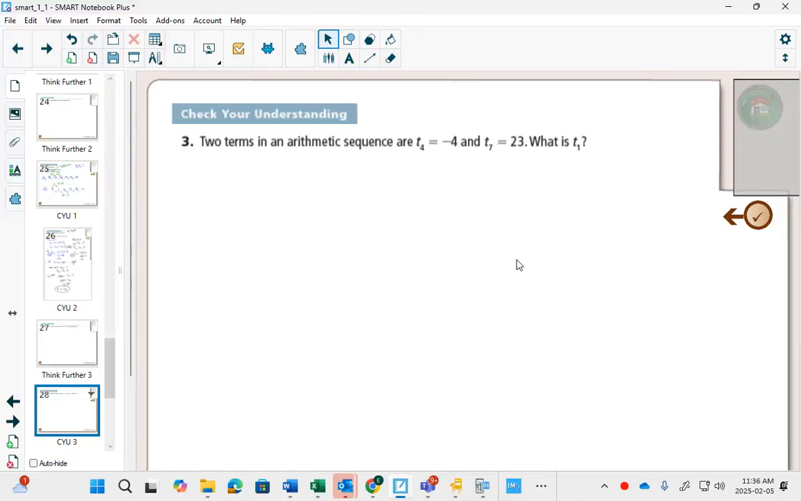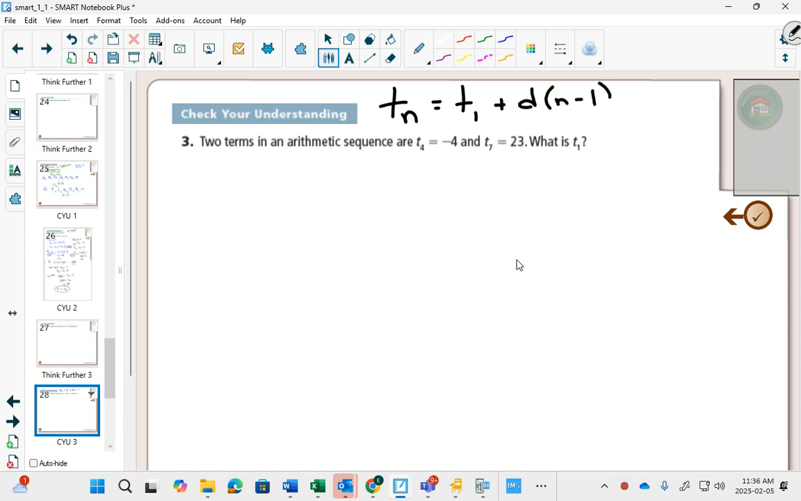And what gets students stuck on example 3 is they look at their formula sheet, and their formula sheet has Tn equals T1 plus D times n minus 1. And the question says, find term 1, but we run into a problem because I know two terms, so I could put term 4 and 4 in for n, or I could put term 7 and 7 in for n, but I don't know D.